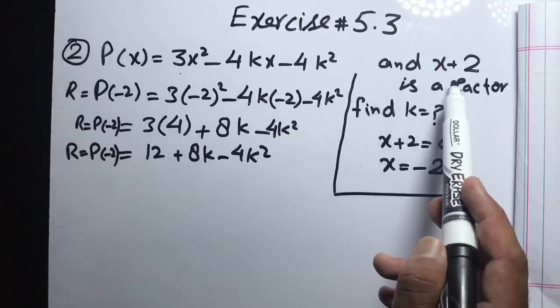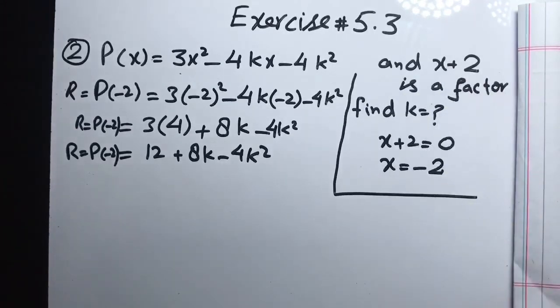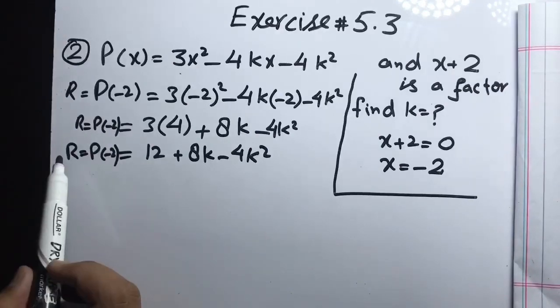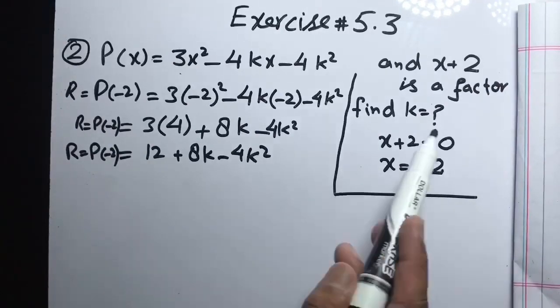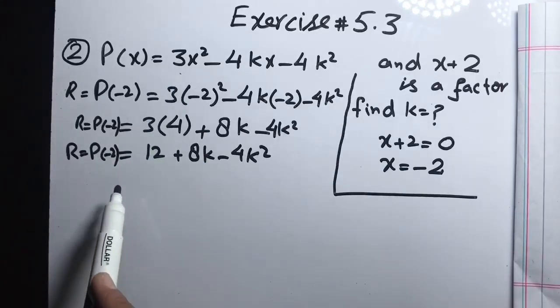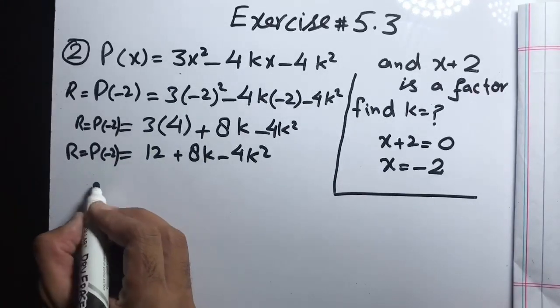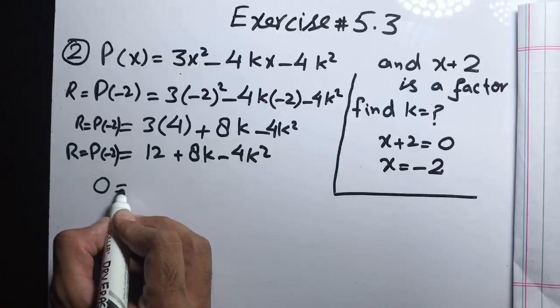In the equation it is given that x plus 2 is a factor. If x plus 2 is a factor, the remainder will be 0. If x plus 2 is a factor of this polynomial, then what will the remainder be? It will be 0. Therefore here I write 0.